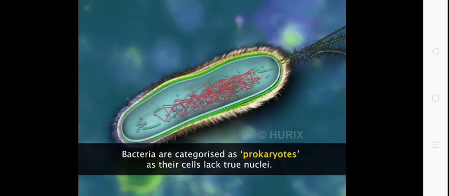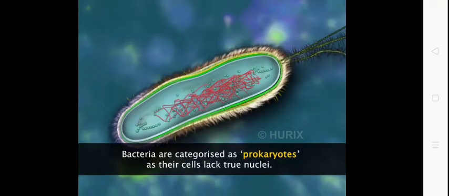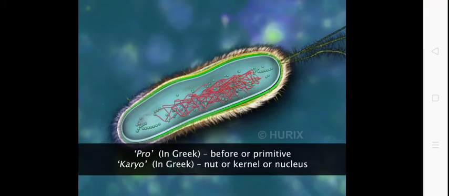Bacteria do not have a true nucleus in their cells. Because of their primitive nuclei, they are categorized as prokaryotes.